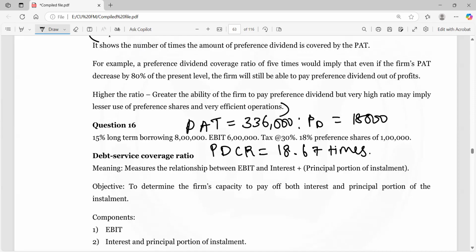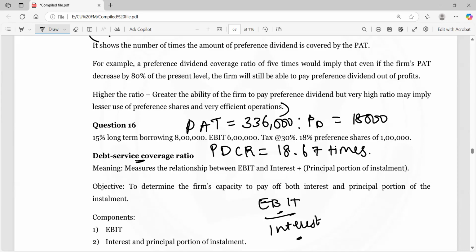Now listen, this is something slightly different. You're done till this point? The next ratio is slightly different. Debt service coverage ratio. This is similar to the interest coverage ratio. In the interest coverage ratio, we take EBIT, compare it with interest, and measure whether we are generating a sufficient amount of EBIT to pay off the interest or not.